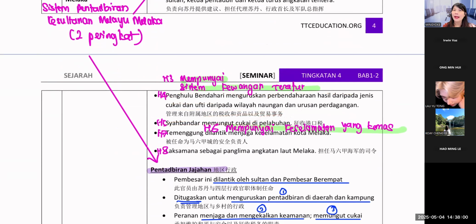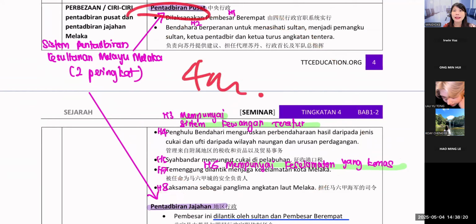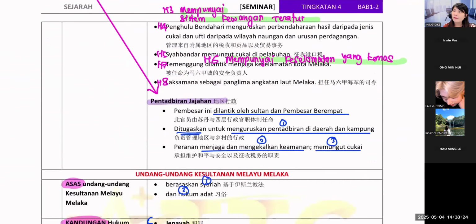Example. Then apart from that, Melaka also mempunyai keselamatan yang kemas, such as Temenggung in charge of menjaga keselamatan kota and Laksamana in charge of Panglima Angkatan Laut Melaka. So, if you combine all these points, you already see that there's 8 lah. Alright? But usually, sistem pentadbiran like this, 4 marks lah. Or 6 marks maximum, if there is lah.